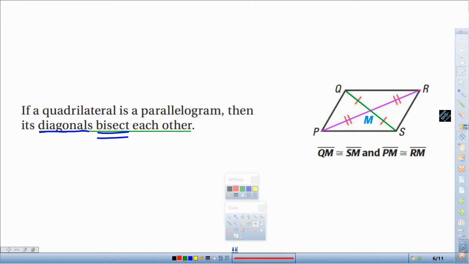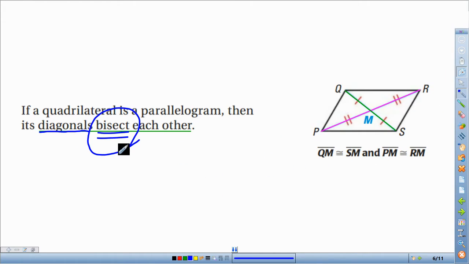Okay, and here's the rule. These diagonals are bisecting one another. If you guys remember, when something is bisected, it is cut into two congruent halves. So if we were to focus on this green diagonal, QS, we can see that, yes, it's being bisected. It's being cut into two congruent halves. Okay, so this little segment right here would be congruent to this little segment there. Okay, and the same thing's happening with this diagonal PR.